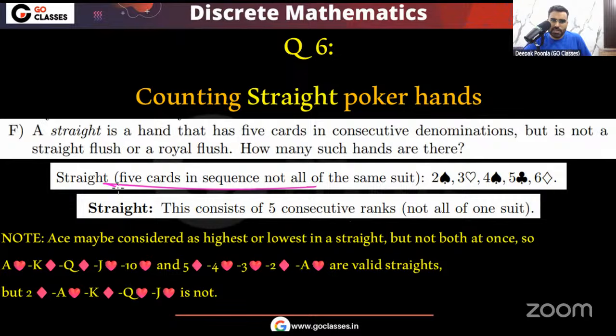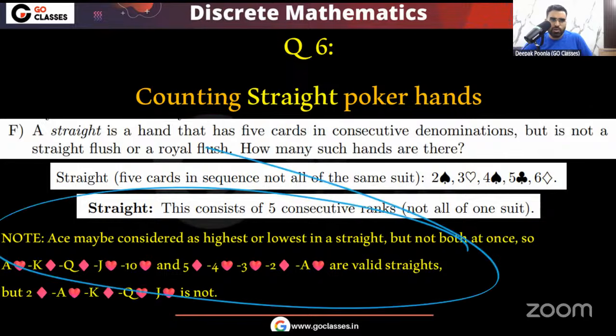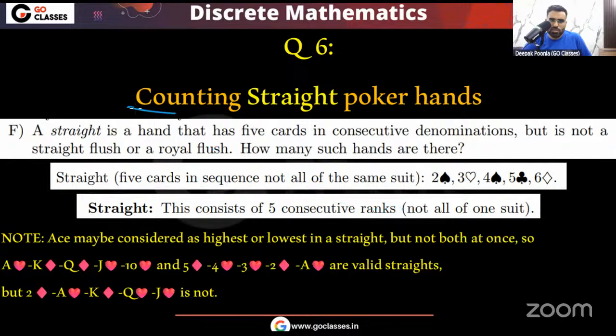Okay, so you can see 5 cards in a sequence, but not all of the same suit. The definition of straight is given to you. This consists of 5 consecutive ranks, not all of the same suit. And a very important note is given to you for the ace card. Read this. For this straight poker hand, this will be given to you in the question. When the question comes on the straight poker hand, this statement related to ace will be given to you. Ace can be considered as the highest rank or as the lowest rank in the straight, but you cannot consider both at the same time.